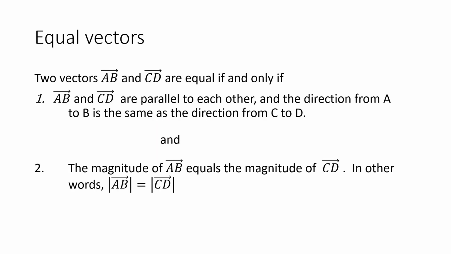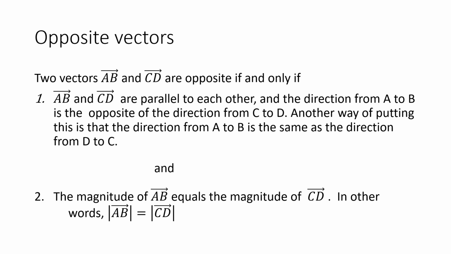Now, two vectors, AB and CD, are equal if and only if AB and CD are parallel to each other and the direction from A to B is the same as the direction from C to D, and if the magnitude of AB equals the magnitude of CD.